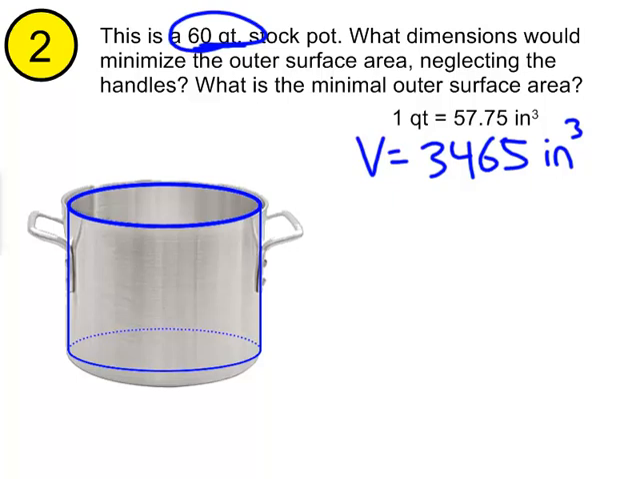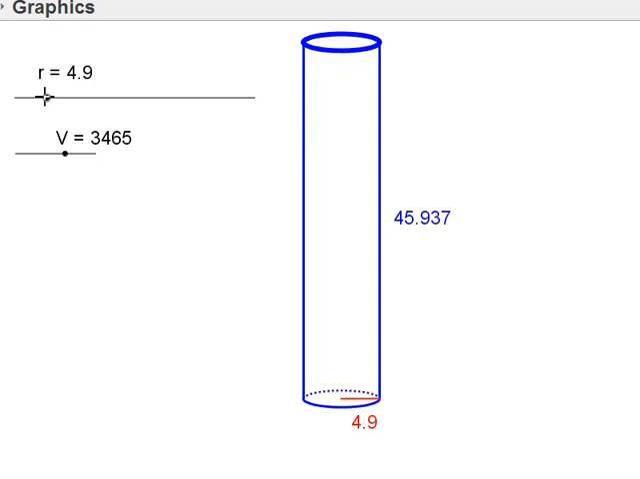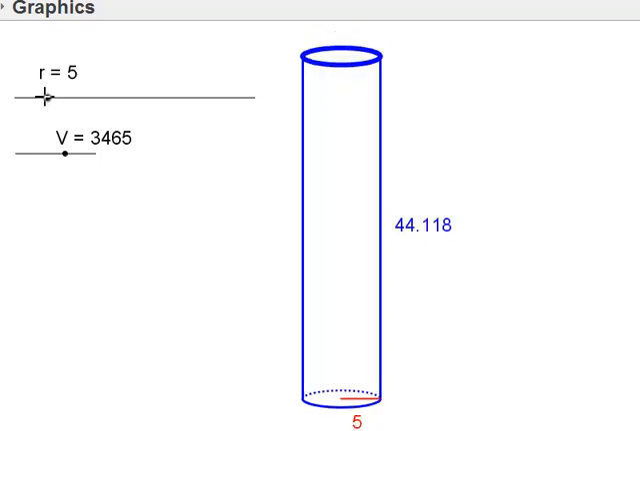So you'll see on the GeoGebra file that I've already got this constructed to where the volume is set to 3465 and the radius is on a slider. And right now the radius is 5 inches and the height is 44.118 inches. I'm dealing exclusively with inches here in this construction. And as you might expect, for that really tall pot, we can expect that we'd get a lot of surface area there. That 44-inch height is going to make our surface area quite large.